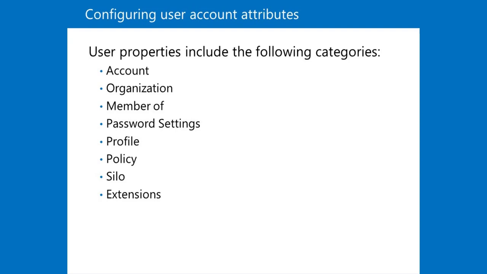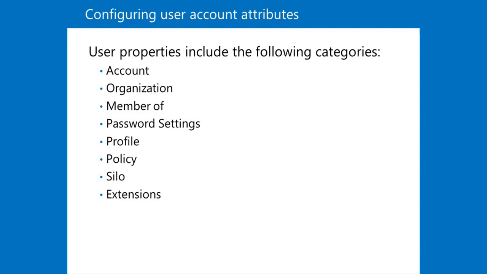Attribute categories. The attributes of a user object fall into several broad categories. These categories appear in the navigation pane of the User Properties dialog box in Active Directory Administrative Center. Account. In addition to the user's username properties, first name, middle initial, last name, full name, and the user's various logon names, user UPN logon and user SAM account name logon, you can configure the following additional properties.